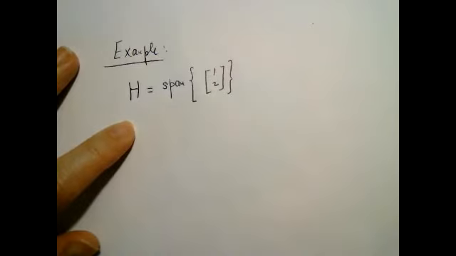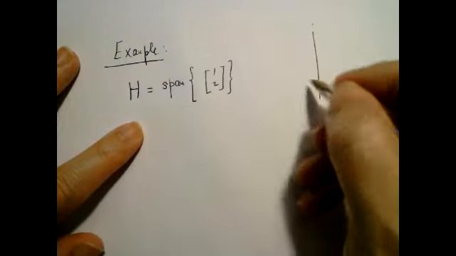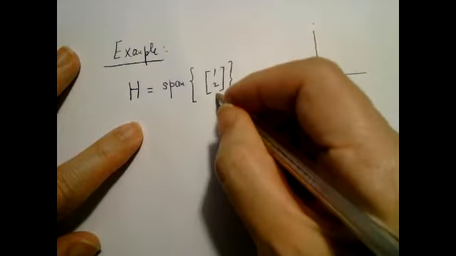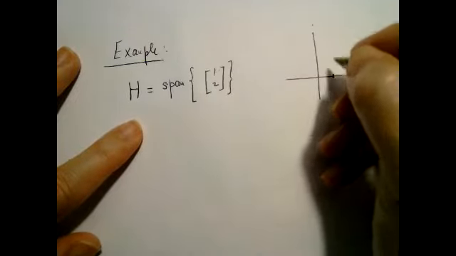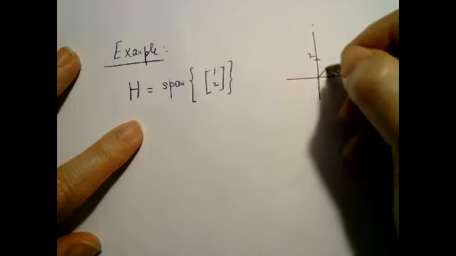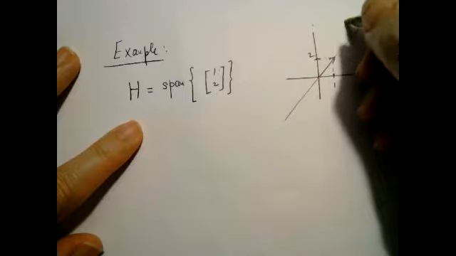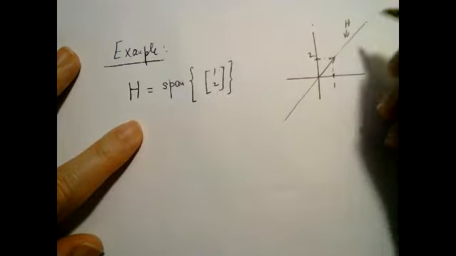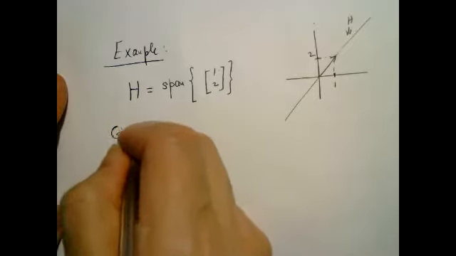Okay, so now H, I'm changing. It's not R2, it's not R3 anymore. H is a subspace of R2 because this is (1, 2). H is the span, which means every possible linear combination. So H is this one, every possible linear combination. Okay, and now I'm going to ask you a fairly simple question. Give me a basis for H.